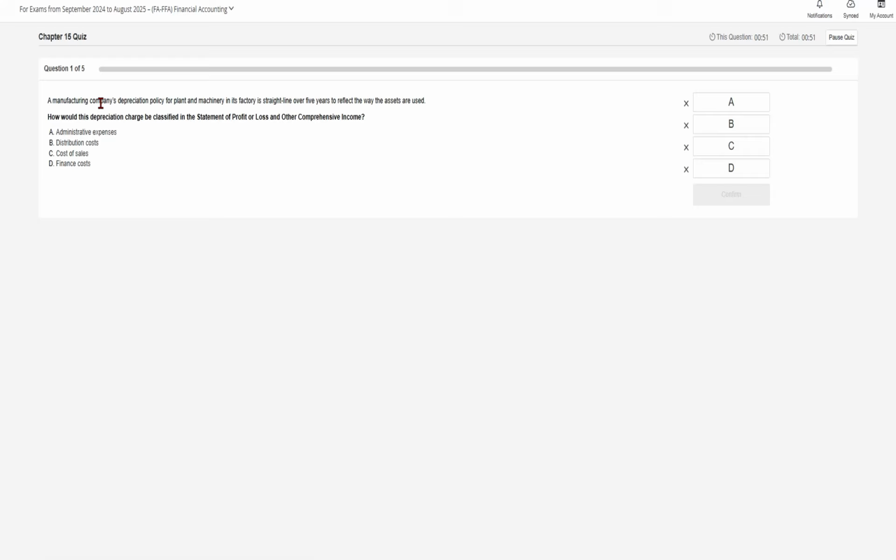this depreciation should be recorded in the cost of sales, because in the cost of sales these are the expenses related to the manufacturing of the goods that we are selling. So that's why we will include it in the cost of sales. But if they had not mentioned the manufacturing and the policy to reflect this expense the way assets are used, in that case we would go for administrative expense. But look for the clue in the question for this kind of question. We are also pretty much sure that in finance cost we only record interest expense, so this could not be our answer, right?